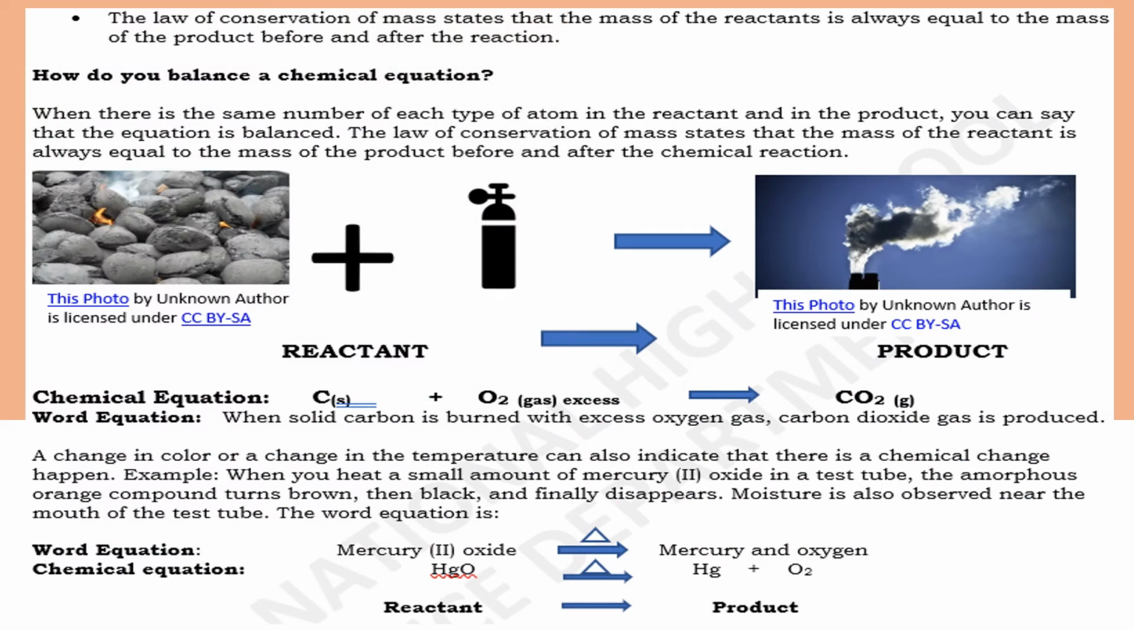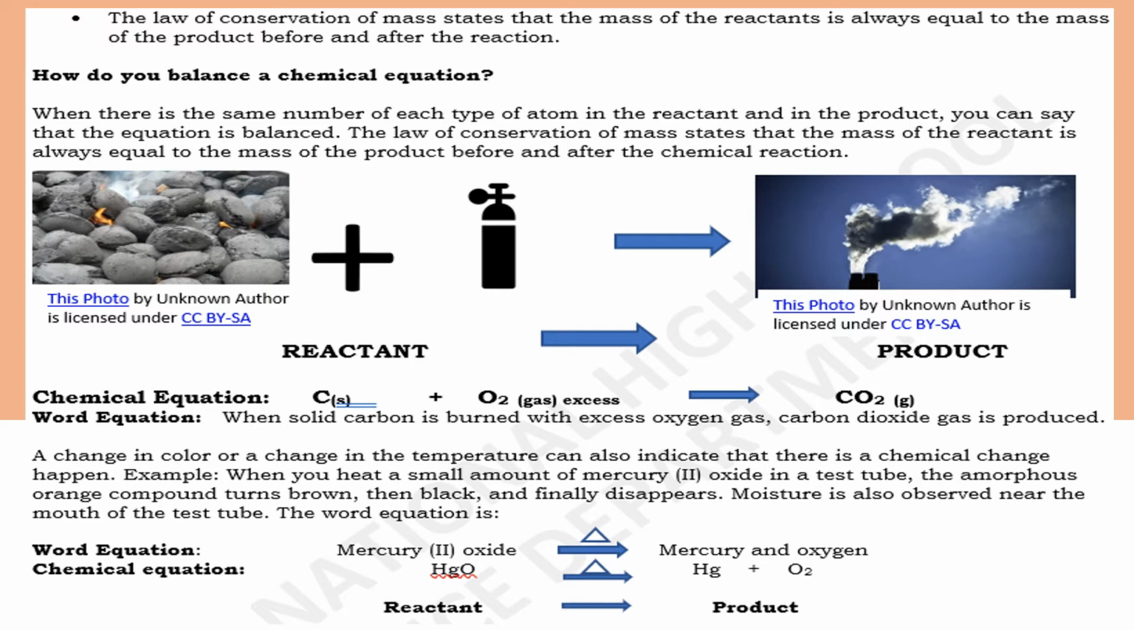Okay, the law of conservation of mass states that the mass of the reactant is always equal to the mass of the product before and after the reaction. Now, how do you balance a chemical equation? When there is the same number of each type of atom in the reactant and in the product, you can say that the equation is balanced.